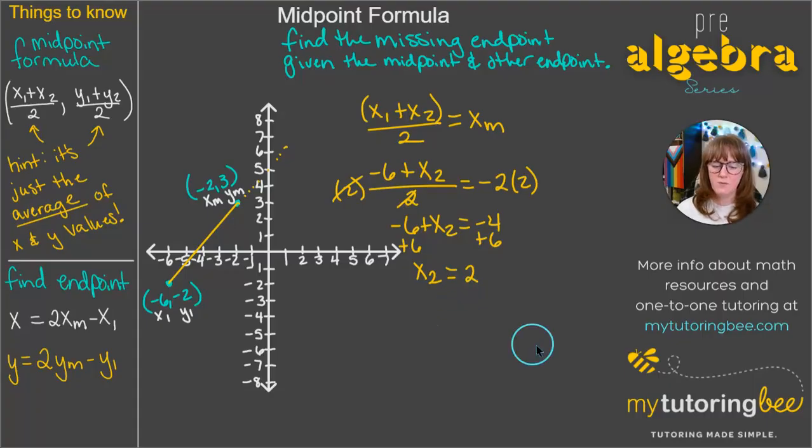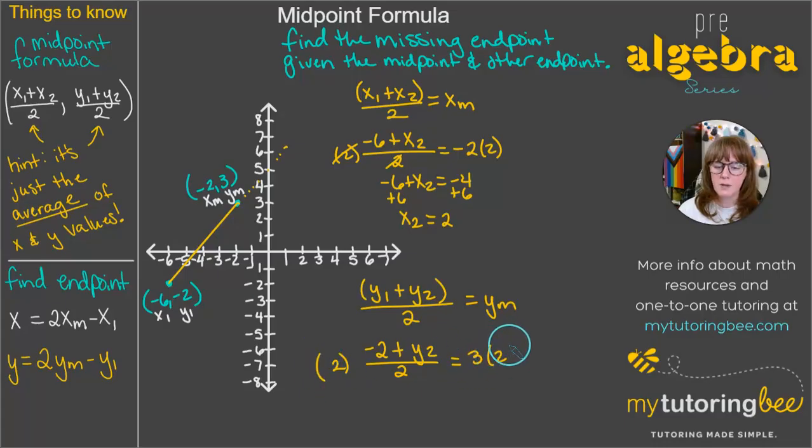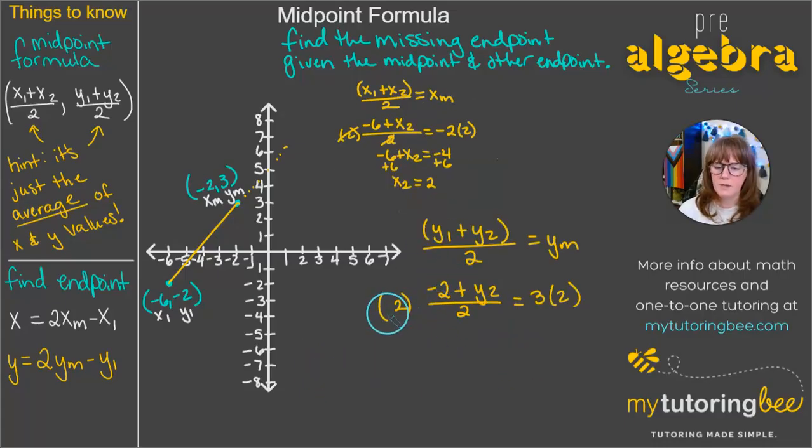Now let's use that same formula to solve for y. So the y portion would be y1 plus y2 over 2 equals ym. And we have y1, which is negative 2, plus we don't know what y2 is yet. And that's going to equal, we know it's going to equal 3. So again, we're going to multiply by 2, multiply by 2. Sorry, I wanted to move that up a little bit. It's kind of running out of space there. So our 2's cancel out, leaving us with negative 2 plus y2 equals 3 times 2 is 6.